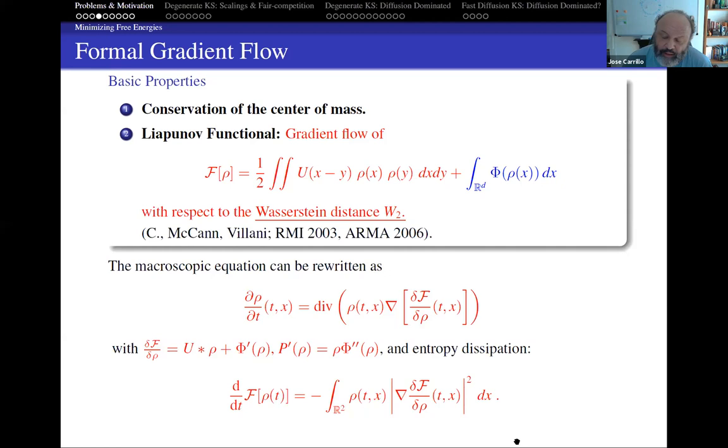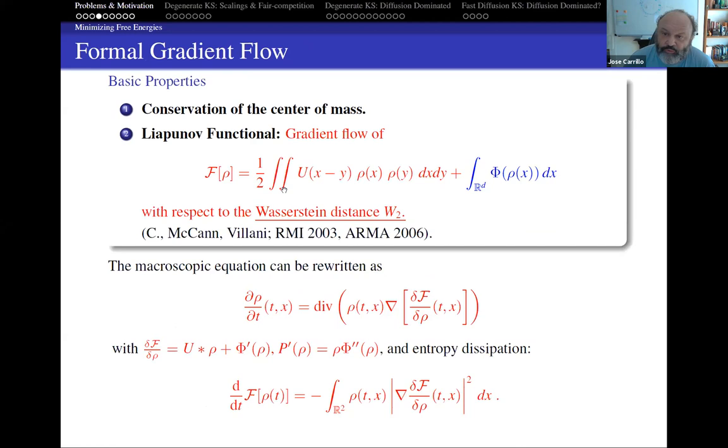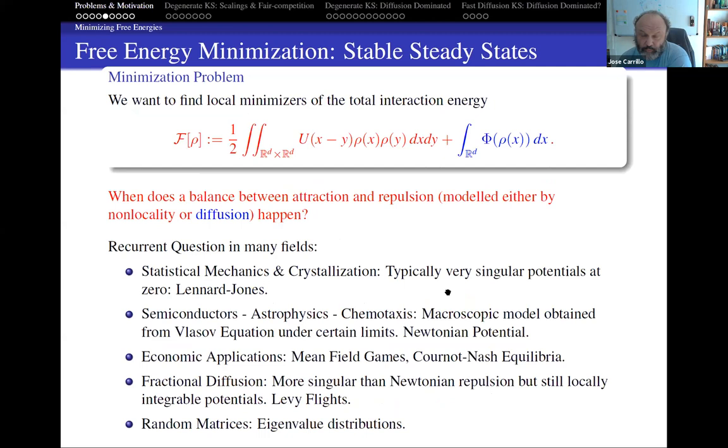Good. So in principle, if you would like to understand qualitative properties about the long-time behavior of solutions, or of the stationary solutions of this problem, of course, you would like to have an understanding of global minimizers, or whether there are local minimizers of this free energy functional. I want to understand the dynamics. Okay, so then I am going to understand the balance between attraction and repulsion in this model by trying to find under which conditions on U and phi I find local minimizers or global minimizers of the total interaction energy.